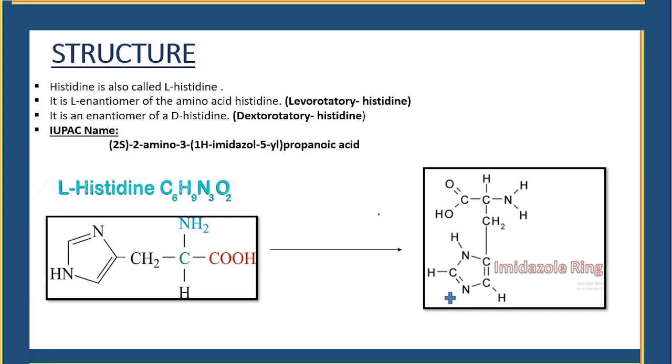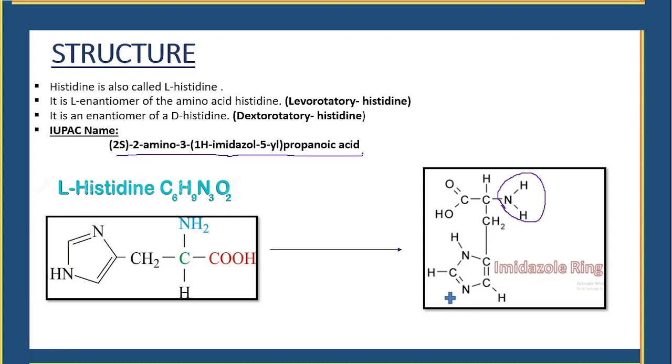If we want to distinguish L-histidine from D-histidine, we have to look at the position of the amino group. If it is on the right side in the histidine, it will be L-histidine or levorotatory histidine. And if the amino group is on the left side of the histidine, it will be D-histidine or dextrorotatory histidine.